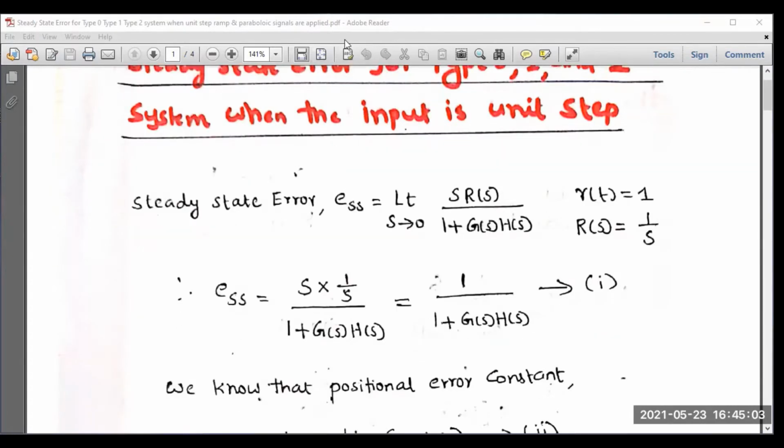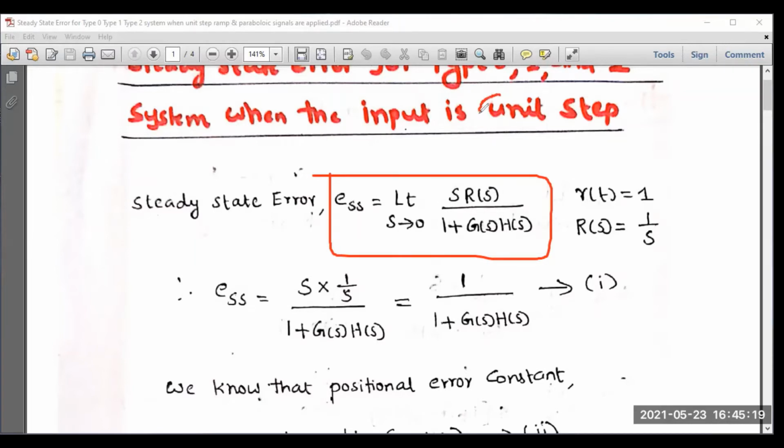Okay, consider the steady state error. So what is the formula for steady state error? That means ess is equal to limit s tends to 0, s into R(s) divided by 1 plus G(s) into H(s), where R(s) is the input and G(s)H(s) is the loop transfer function.